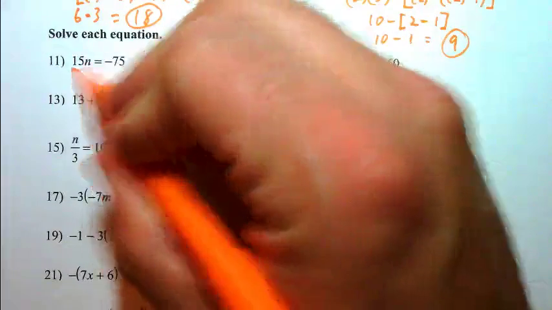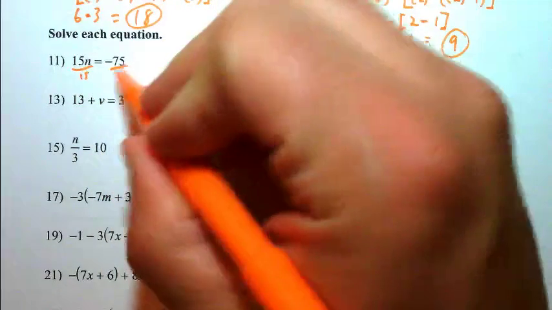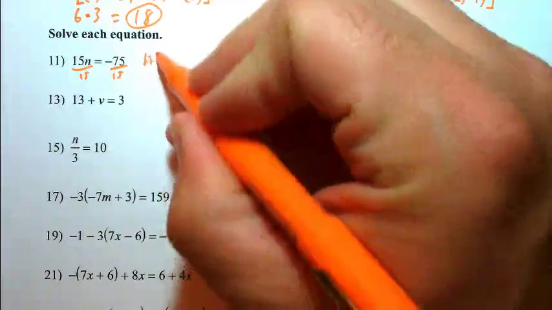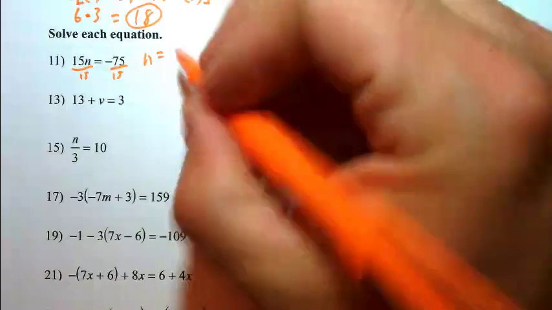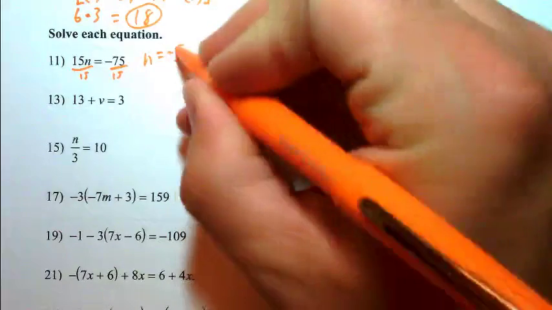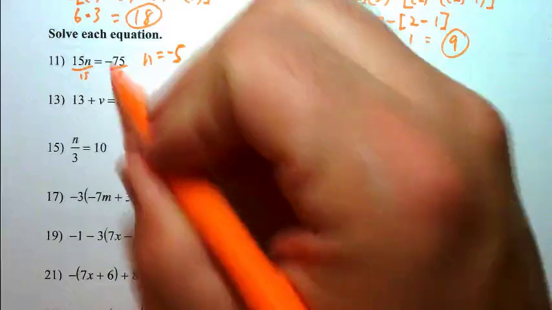On number 11, we're just dividing by 15. So n is equal to negative 5. It's a negative 5 because it was one negative and the other one was positive.